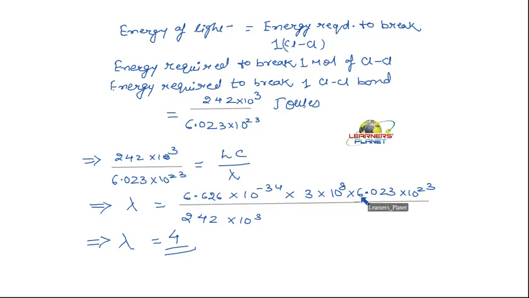6 multiplied by 3 is 18, multiplied by 6 is 108, divided by 242. 108, you can round off to 100. And 242, you can round it off to 250. So this is 100 divided by 250, and this comes out 4. 4 is your first digit, right? And you can do your calculations if you want. So the answer here is 494 nanometers.